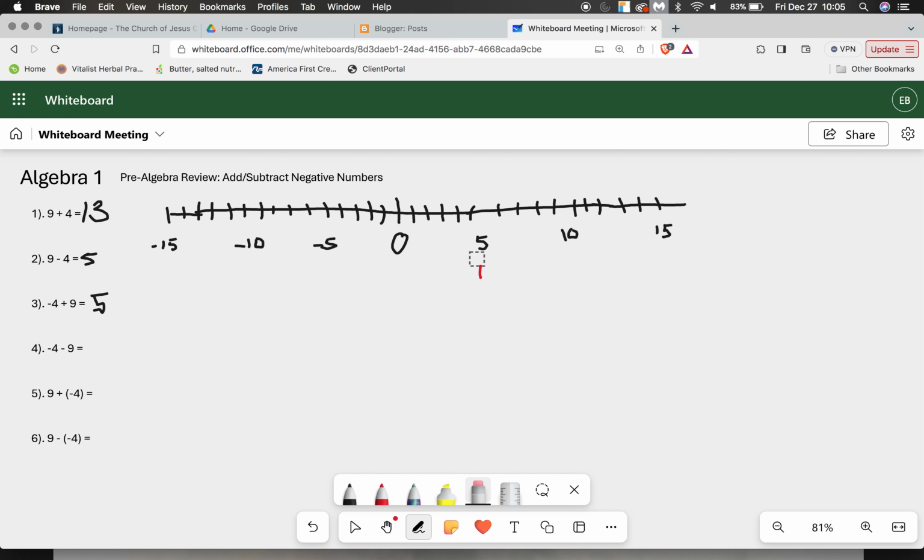So let's look at the next one. Well, in this case, we are doing negative 4 minus 9. What are we doing here? Well, we're taking away because it's subtraction. And so we're going to have the answer be, oh, sorry, should have done the negative first. The answer is going to be negative 13. And let's look at on the number line why that is.